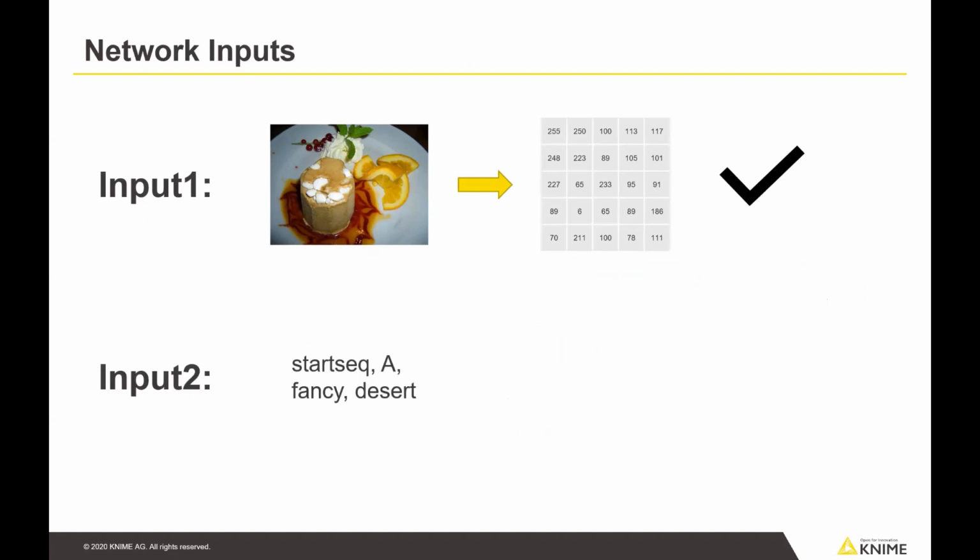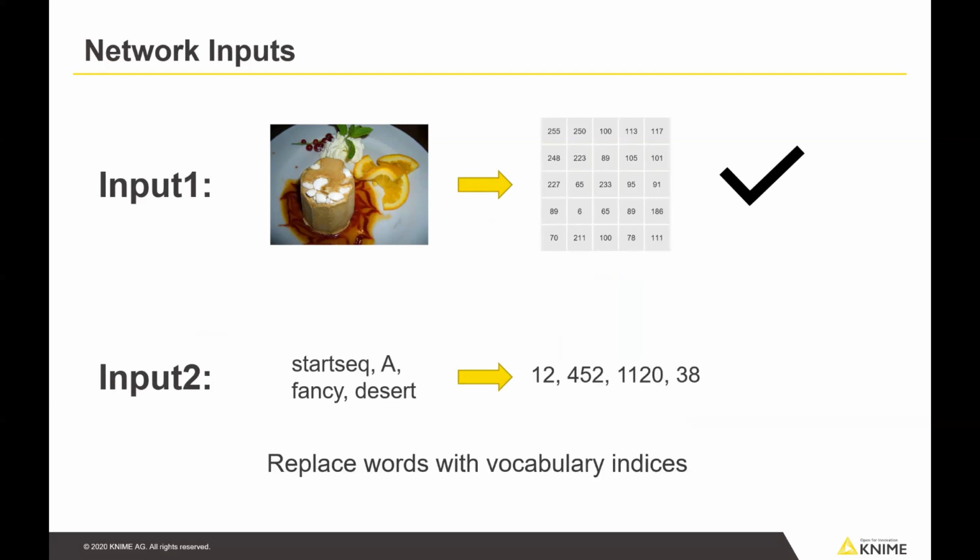If we look at these parts a little bit more in detail, we have again the input 1, which is the image, and again we can directly use the array of numbers, so we know how to deal with that. Input 2 is a partial caption. However, our neural networks can only understand numbers and they can't understand words. So how do we deal with that? There's a simple method to do this by just replacing each word with the index in the vocabulary. So when we create the vocabulary, we assign each word some index.